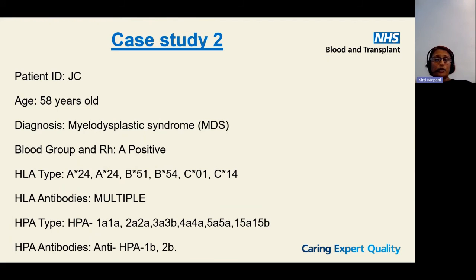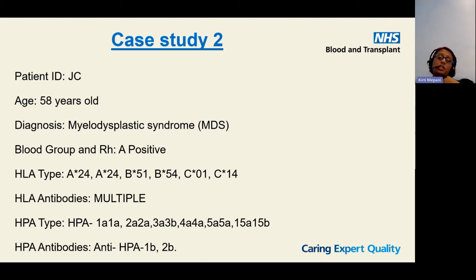Next slide, thank you. So again, I won't really dwell on this too much, but it's the patient's HLA type. 24, which is a homozygote for A locus, B51, B54. It's not too bad. It's not the perfect ideal HLA type that we would like, but we should be able to provide some platelets.